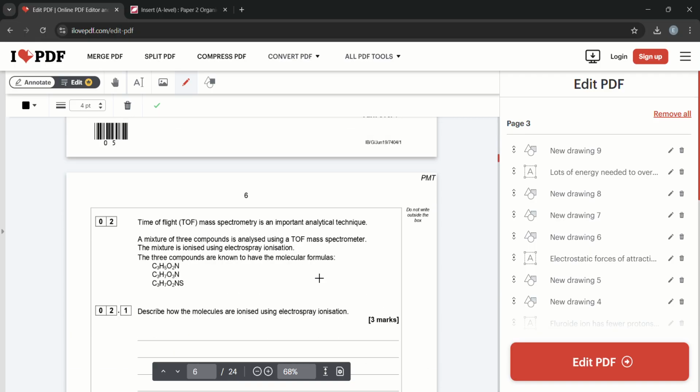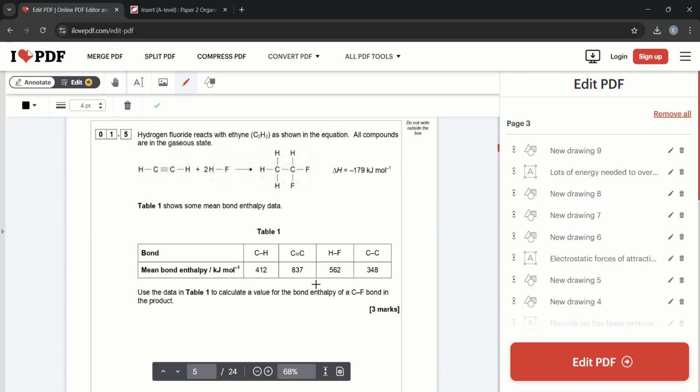And at 1.5, hydrogen fluoride reacts with ethine, C2H2, as shown in the equation. All compounds in the gaseous state. Delta H is minus 179. Use data table 1 to calculate the value for the bond enthalpy of a C-F bond in the product.